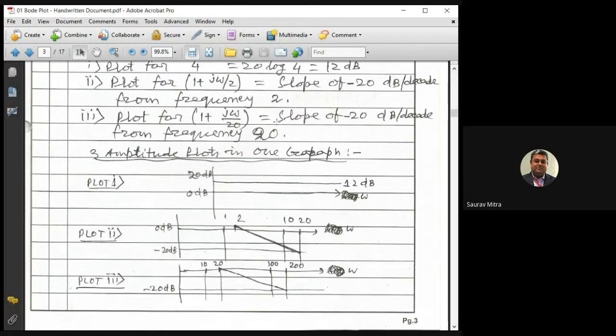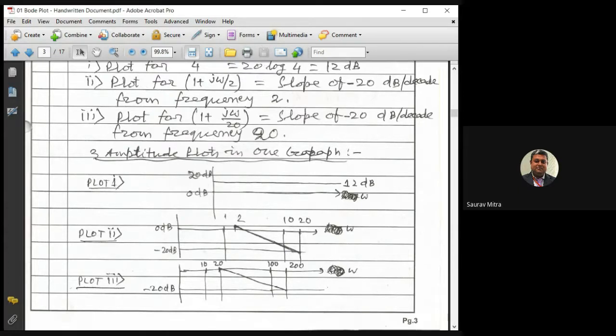Same thing will happen for this third part, that is 1 plus j omega by 20. From the point 20 comma 0, you have to first find that 20 comma 0 point, and there you have to draw a line with minus 20 dB per decade slope. So first you have to find out what is the decade frequency of 20. The decade frequency of 20 is 200. On the similar graph paper you have to find first the 20 comma 0 point and plot that, and then you have to go directly to the decade frequency of that. So from 20 you have to go to 200, and it is falling by 20 dB.